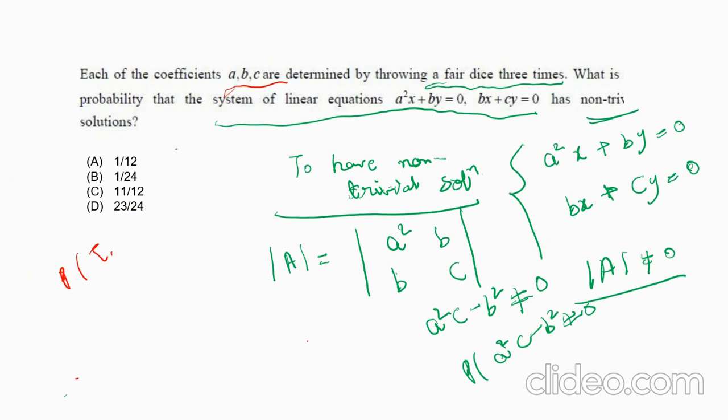Until then, you can solve this question. Like the probability of trivial one will be 9 by 6 into 6 into 6. So it will be 1 minus 9 by 6 into 6 into 6.